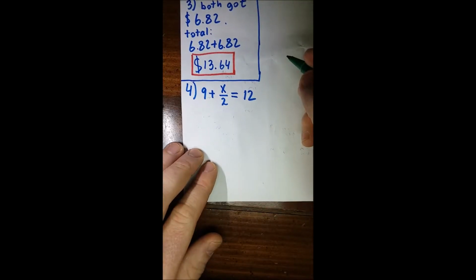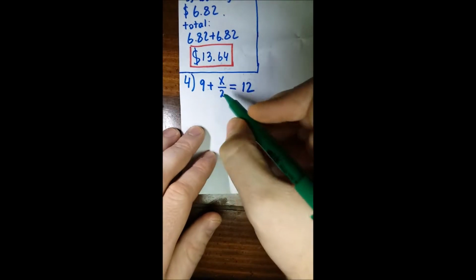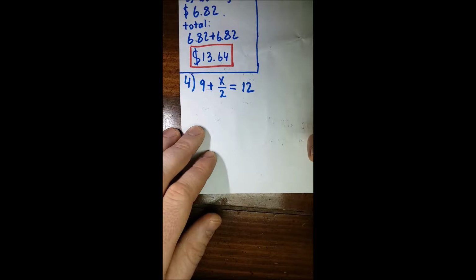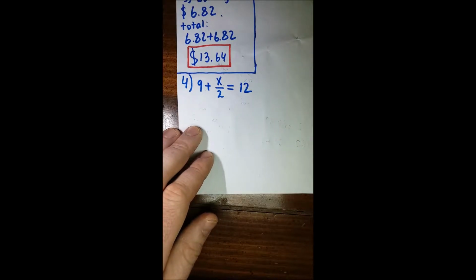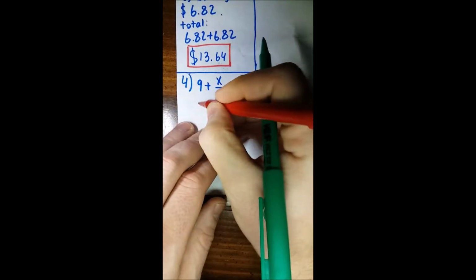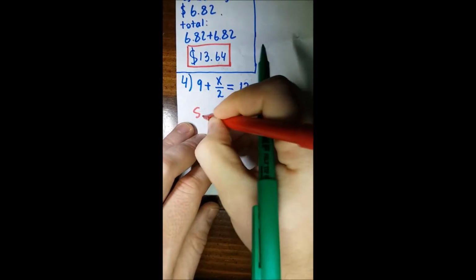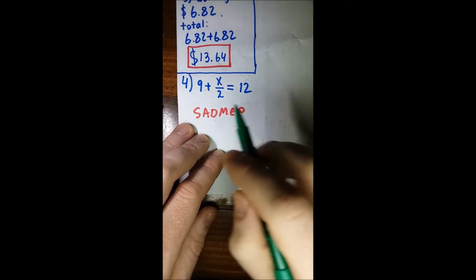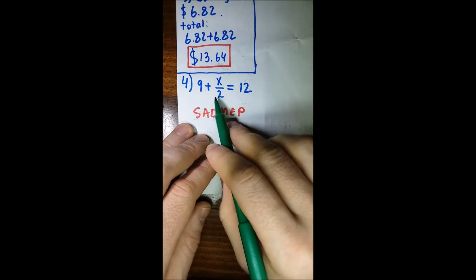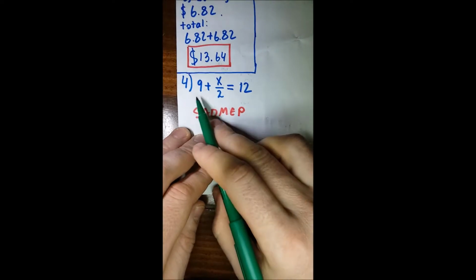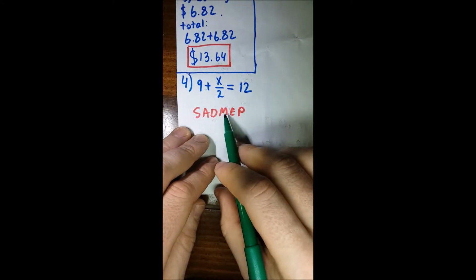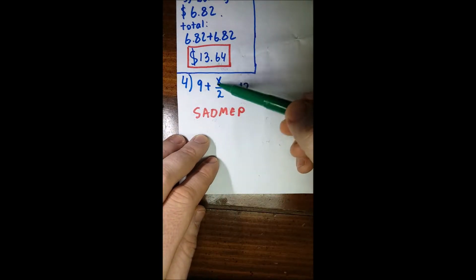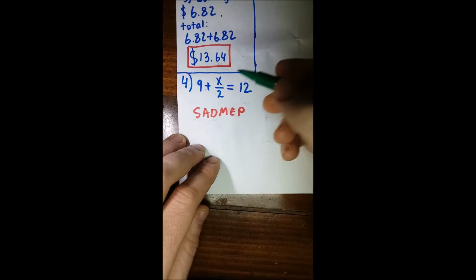Question number 4. We got a two-step equation here. 9 plus x divided by 2 equals 12. We're going to do reverse PEMDAS, or like we call it in class, SADMAP. So we're going to undo operations in this order. Subtract, add first, divide, multiply next, then we do exponents, and then we do parentheses in order to solve for a variable. Okay, those are the steps.